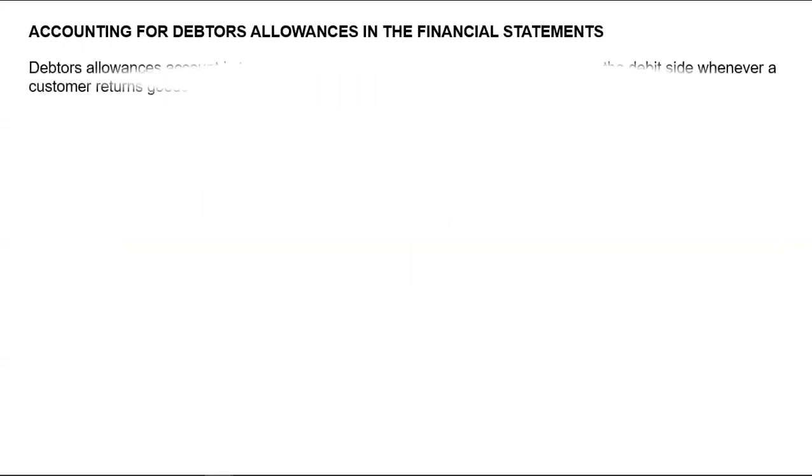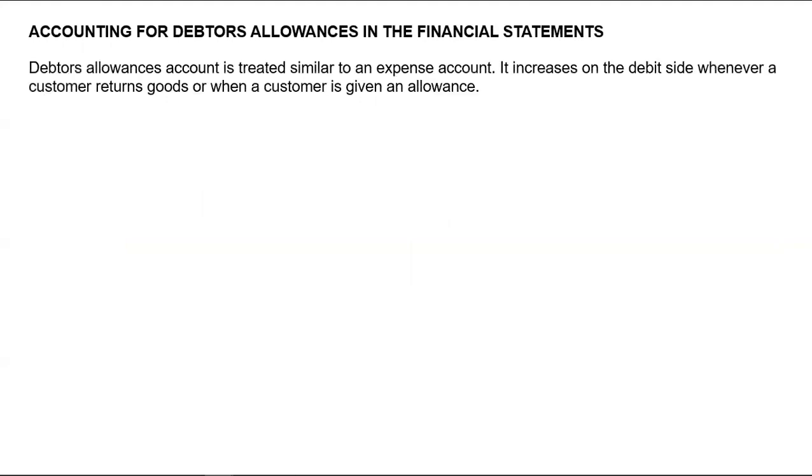Now, accounting for debtors allowances in the financial statements. Debtors allowances account is treated similar to an expense account. It increases on the debit side whenever a customer returns goods or when a customer is given an allowance. I have explained that, so I will not explain it again. I explained it in the previous slide.